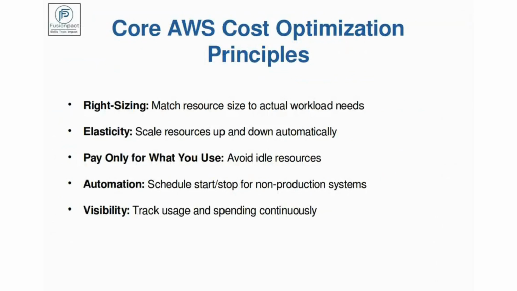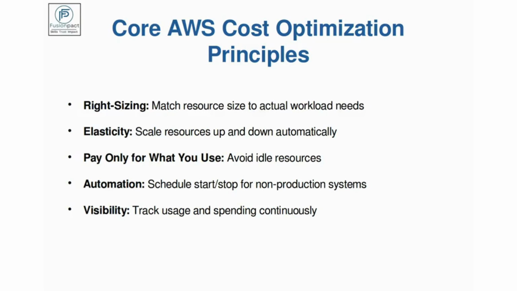So the first thing is right sizing. We have to match the actual resource size to the actual workload needs. Like if our app needs at least 4 cores and 8 GB of RAM, and we are providing it more, then it's totally a wastage of resources. So we must comply with our workload and choose according to what our application needs.